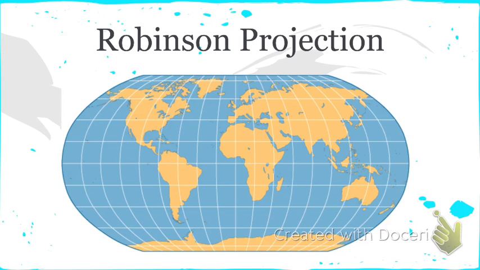The Robinson projection, this is usually used in textbooks, and it shows the entire Earth with nearly the true sizes and shapes of all the continents and oceans. However, the shapes of the landforms near the poles appear flat.